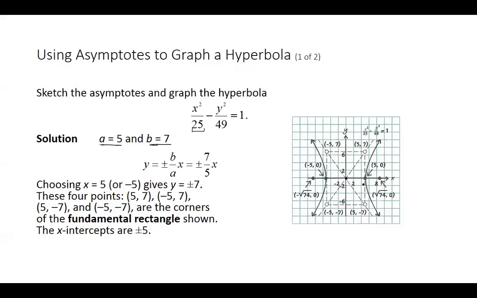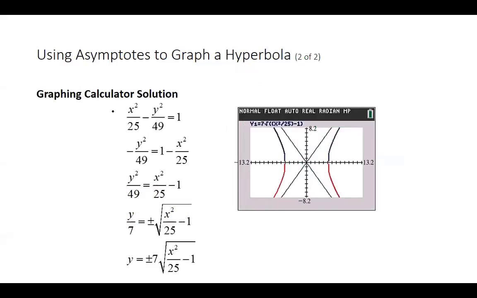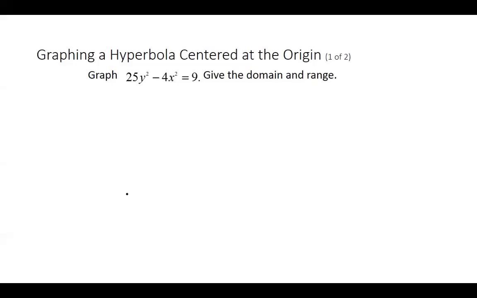We know this hyperbola opens on the x-axis, so we're going to have our vertex right here, and then we can construct the graph. You can use a graphing calculator. If I solve for y, you can construct the graph using the graphing calculator. You want to graph 25y squared minus 4x squared is equal to 9 and find the domain and range.